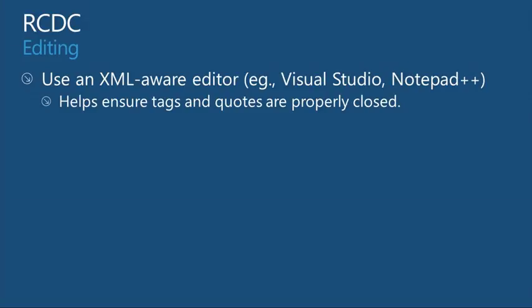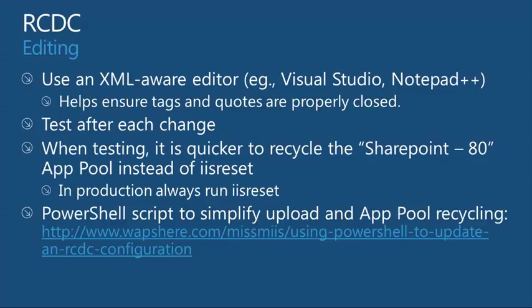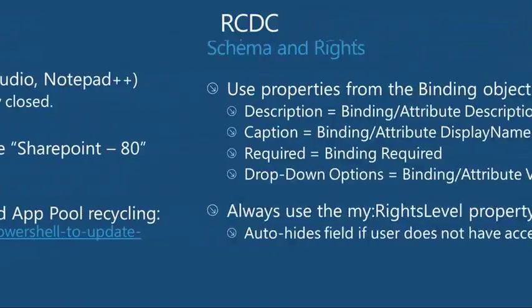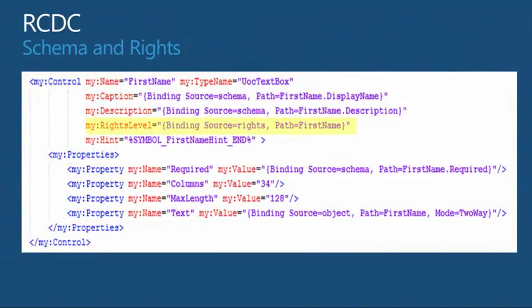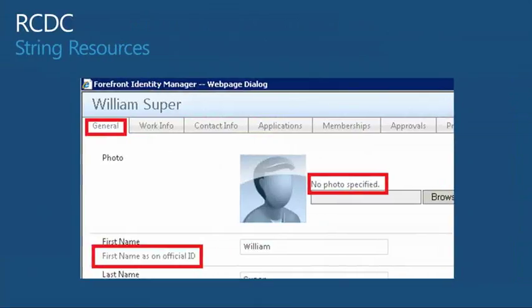There is an RCDC editing tool available from Tools for FIM. I haven't used the most recent version, though I've heard it's pretty good. So you have to buy that tool. Otherwise, I just use an XML-aware editor. Test after each change, recycle the app pool, yeah, whatever. You're not doing those, so you're not going to know. I'm not going to go into these in detail if no one's doing RCDCs.